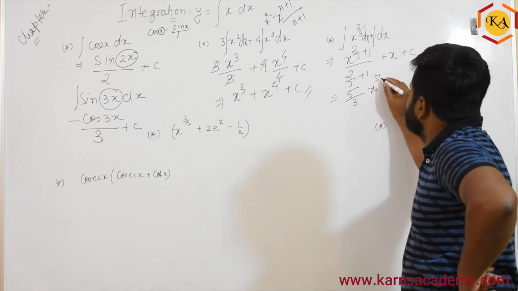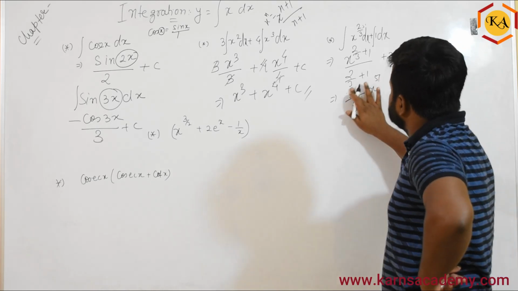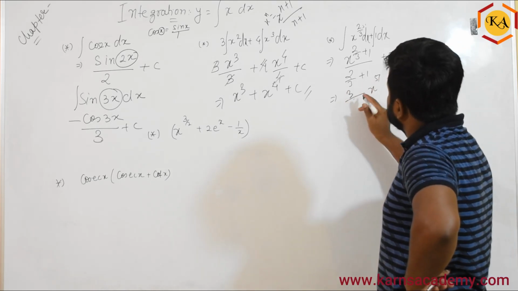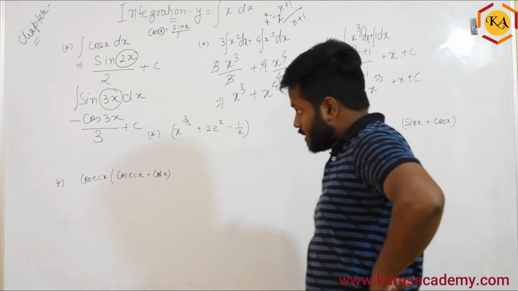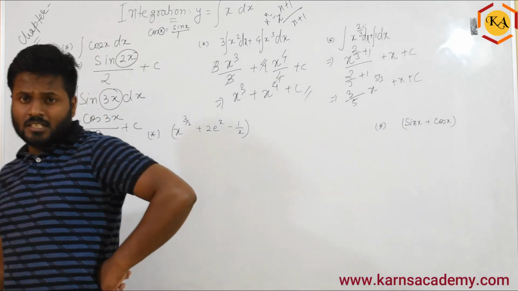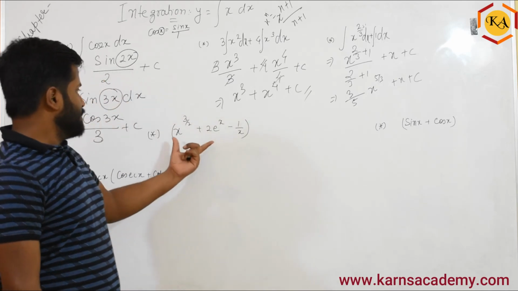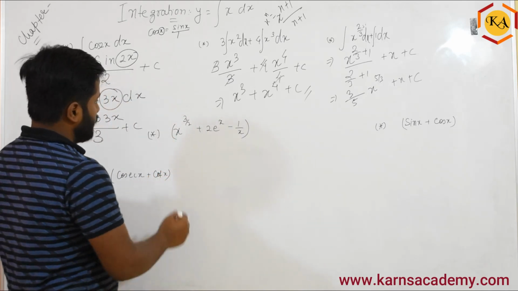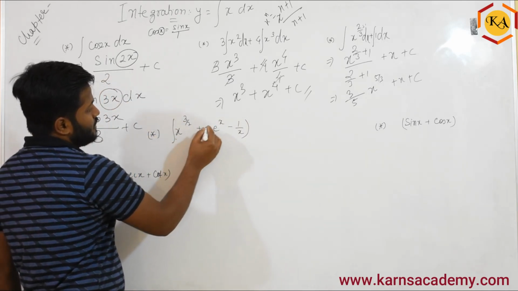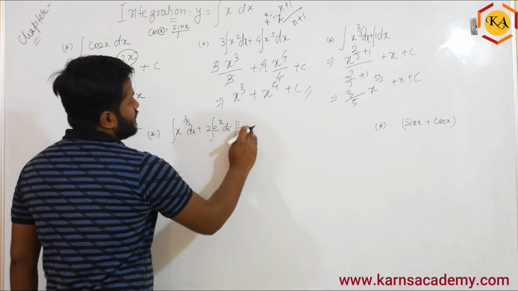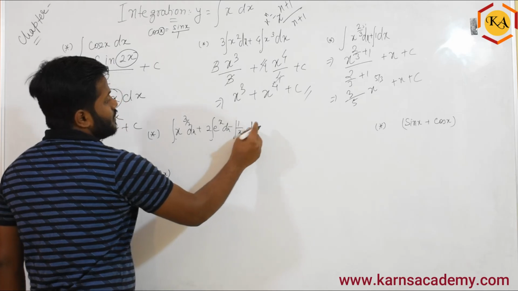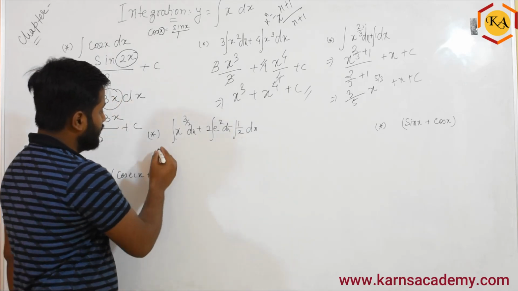5 by 3. So 3 by 5 this will become, plus x plus c. Right, so this is the normal integration that we can do over here. This part is again the same thing. You can put the integration for each and everything and then you can start solving it. What is the integration of log 1 by x? Will become log x. So directly let me write over here.